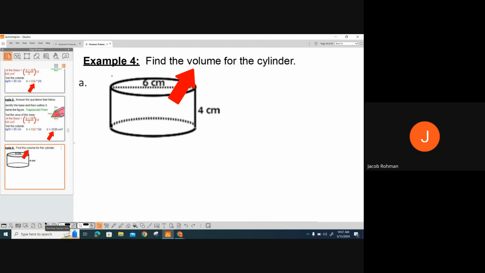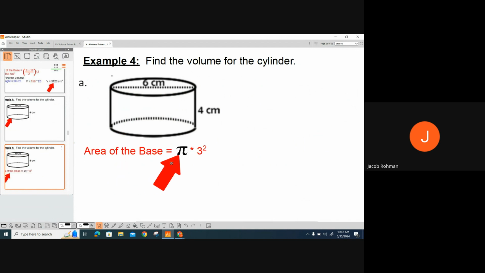Example 4, we're finding the volume of the cylinder. And if we're using the concept of the area of the base here, the base is just this circle. And the circle has a diameter of 6 centimeters. So we know that the radius of that circle is 3 centimeters. So we also know the area of the circle is pi times radius squared. So we're going to take pi times the radius, which is 3 in this case, squared. And that's going to give us 28.27 centimeters squared for the area of the base.